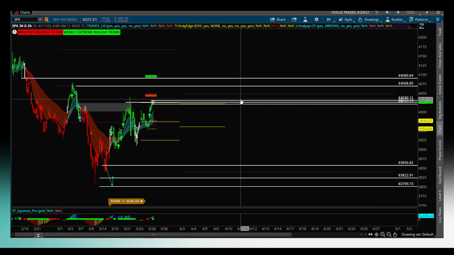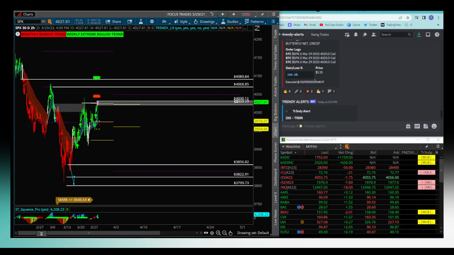Hey everybody, good afternoon. Let's go ahead and talk about this SPX trade that I took this morning. It actually was really early for a butterfly.